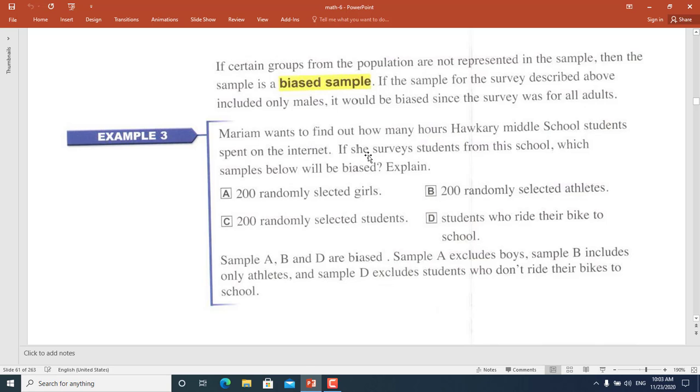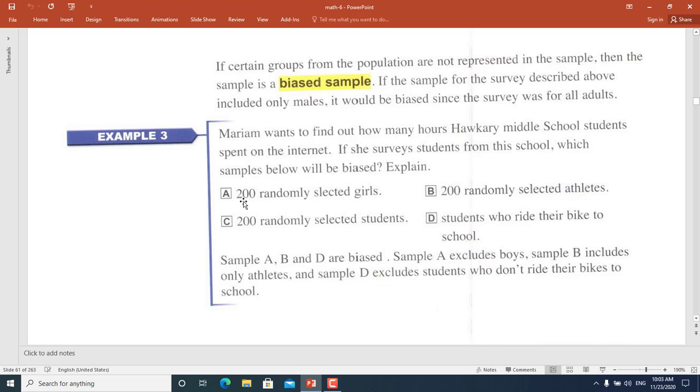So example 3: Miriam wants to find out how many hours Hawkari Middle School students spend on the internet. If she surveys students from this school, which sample would be biased? Explain. That means from A, B, C, D, we will explain which one is biased or unbiased. Unbiased means it's a random sample. They have the same chance to be selected.